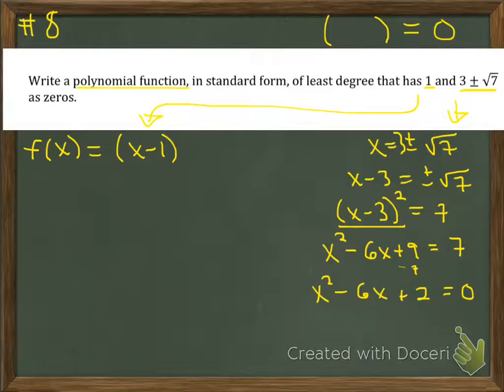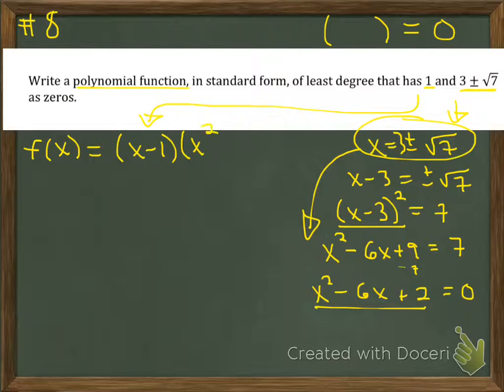So again, if I had given you this 2 weeks ago and said solve it, then we would have gotten back up and we would have said that x is equal to 3 plus or minus root 7. But now we're starting here and we're working backwards. Now that we have our other factor, we can go back up here and have x minus 1 times x squared minus 6x and plus 2.